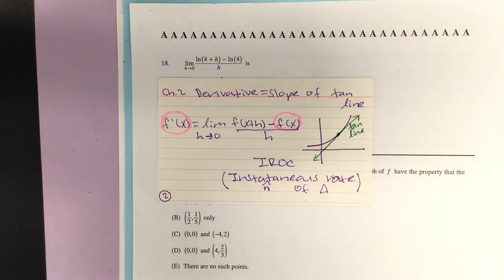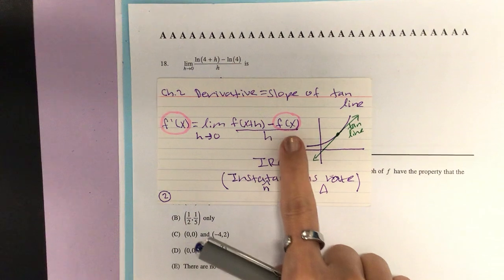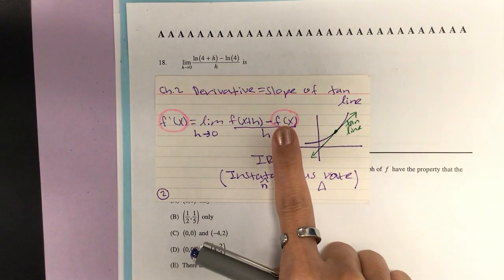So when you're looking at this, it is testing you on the limit definition, meaning simply this. If they ever give it to you in this form, you take the last piece and differentiate, and that's it.